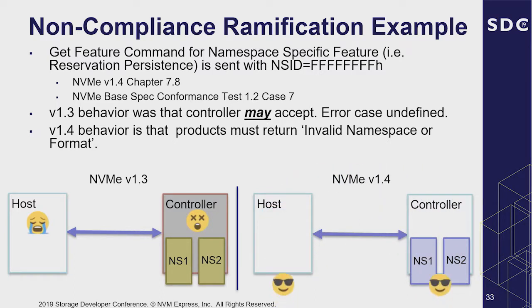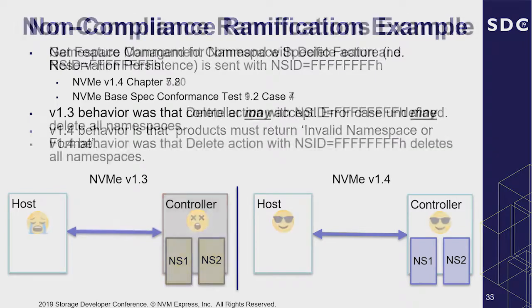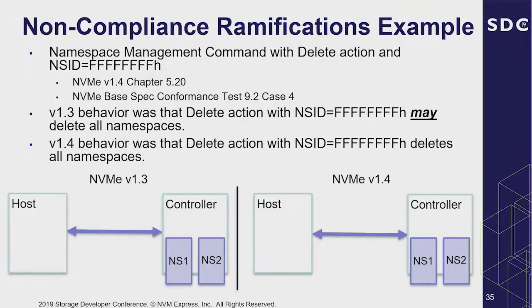The power loss might still happen, but now the host and the controller have the exact same expectation about how those things will behave. So that's one little adjustment that was made with regard to the all Fs NSID. One more, and this is the one that Nick alluded to earlier, is how that namespace management command with the delete action will behave with that all Fs NSID.